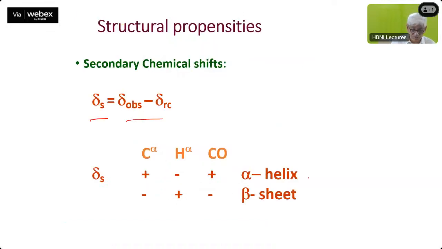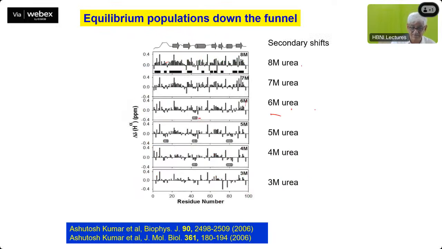H alpha negative. See here, helix. So therefore, you see a small helix here. And you go down to 5 molar urea, another helix here, this is the same, and this helix here. So stepwise, which portion of the protein is folding into what structure?